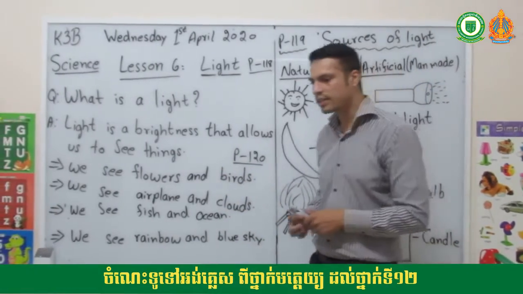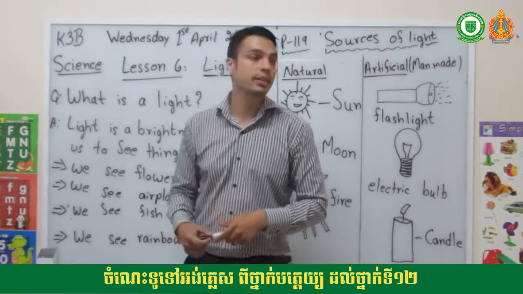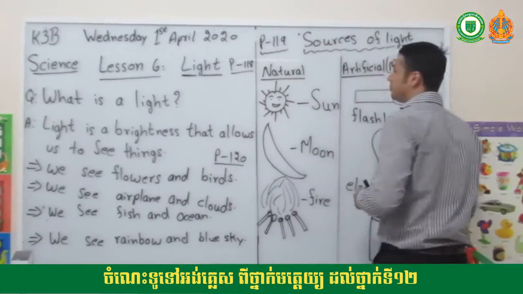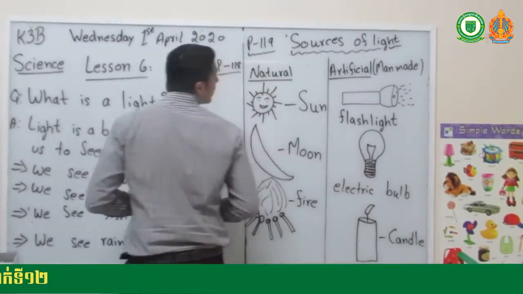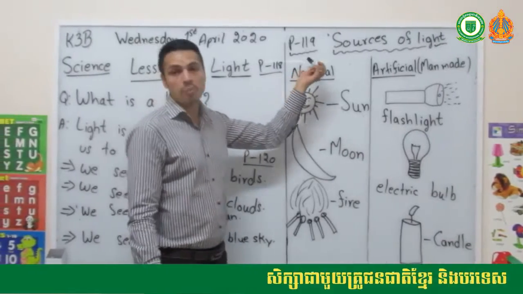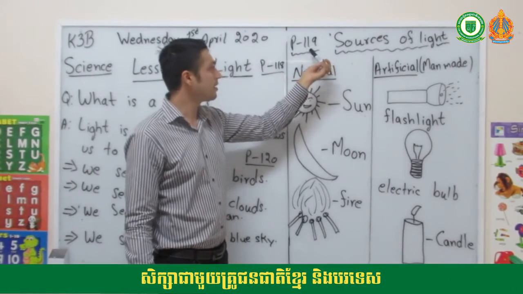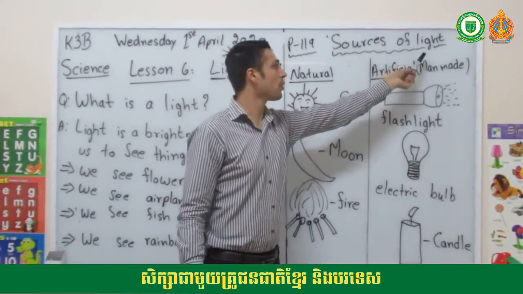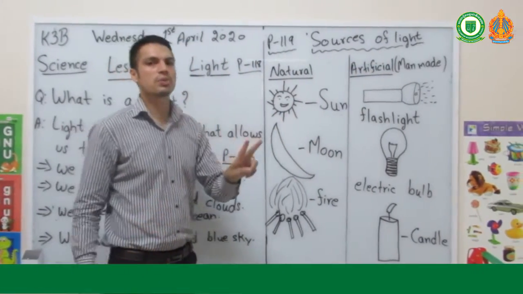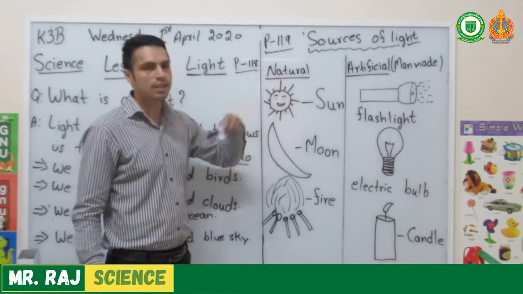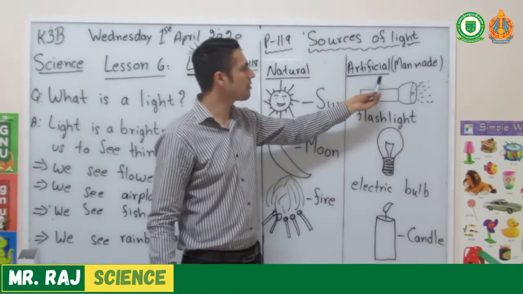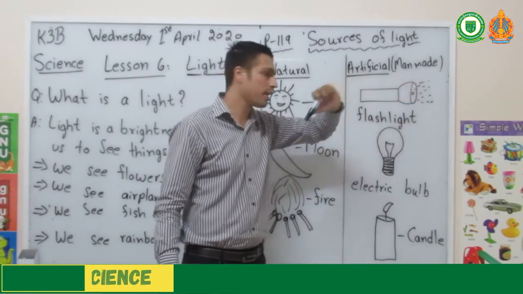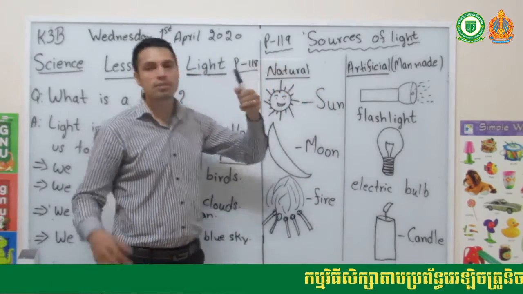So now the question is, what are the sources of light? For this I would like you to go on page number 119. Sources of light. There are two kinds of sources of light, natural and artificial. Artificial means man-made. Natural is from nature.